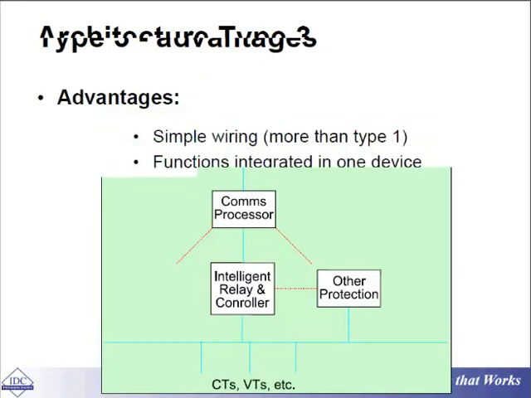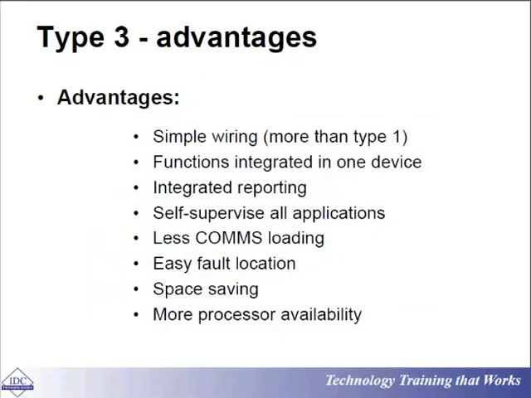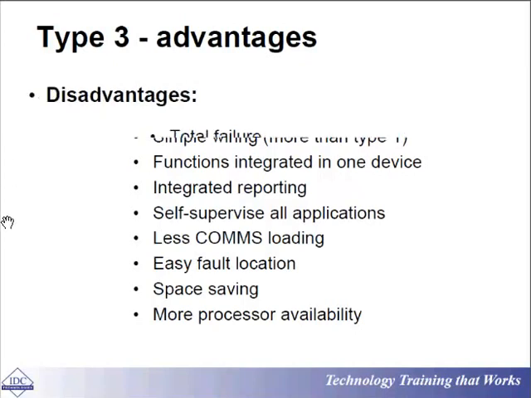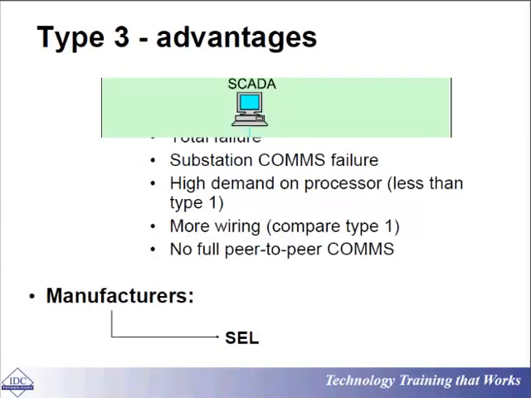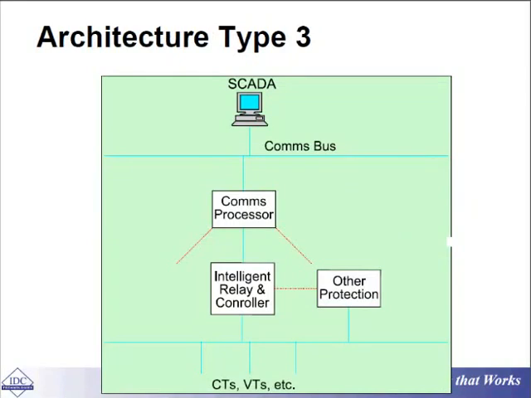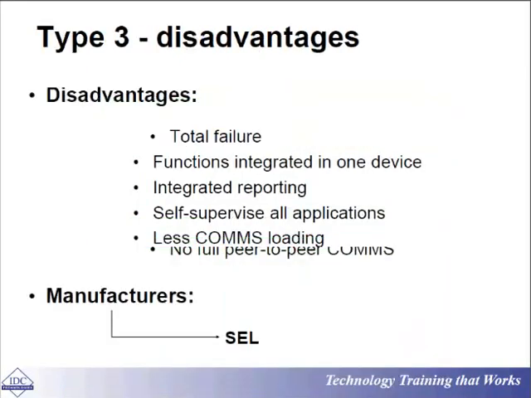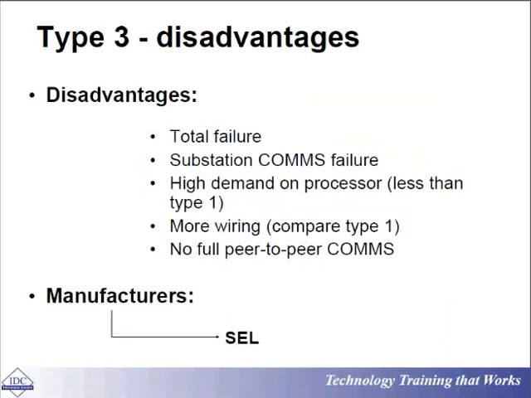Is it good? Well, yeah, again, simple wiring, integrated reporting, easy fault location, space saving, more processor availability, but the problem, again, total failure, right? If you lose this, say, comms processor, you're finished, all right? Because it is comms-based, isn't it? If comms is gone, finish. Substation comms failure. High demand on processor, more wiring, and no full peer-to-peer comms.